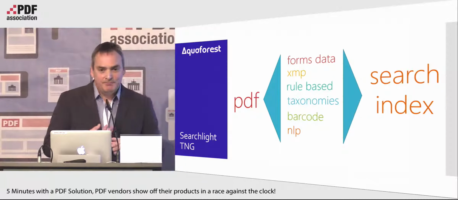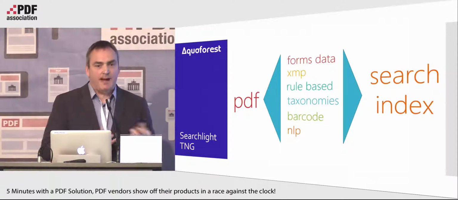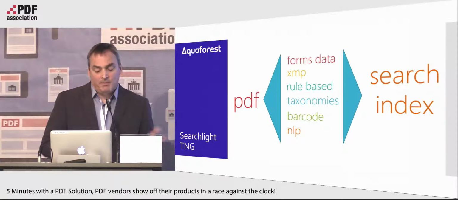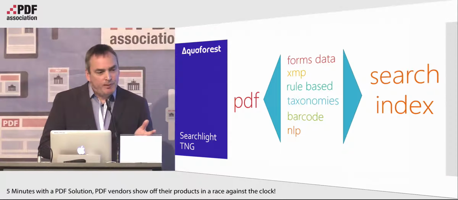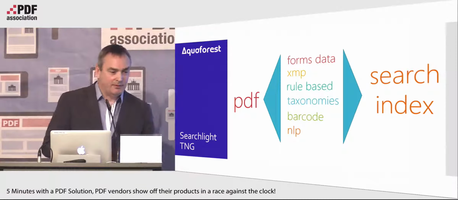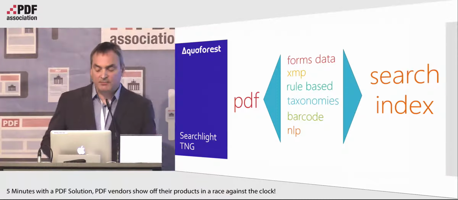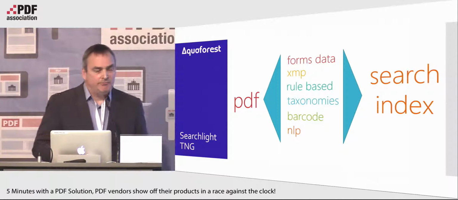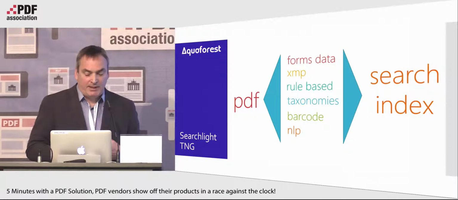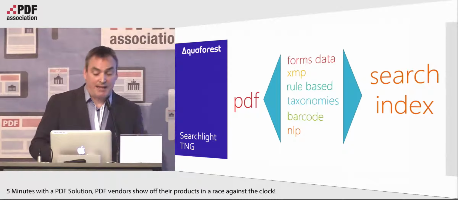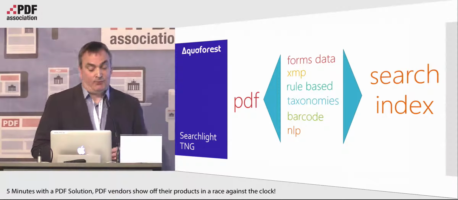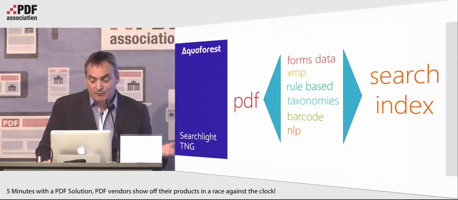Obviously, we're doing XMP, but the other things that we have requests for are maybe being able to map PDF forms data, having rules-based methods, whether they're just regular expressions or something more complex, allowing you to pull out specific pieces of data. We work with taxonomies to make sure that we're categorizing documents appropriately. We can add new items to taxonomies if we need to. Barcodes are still heavily used, so being able to do that too.